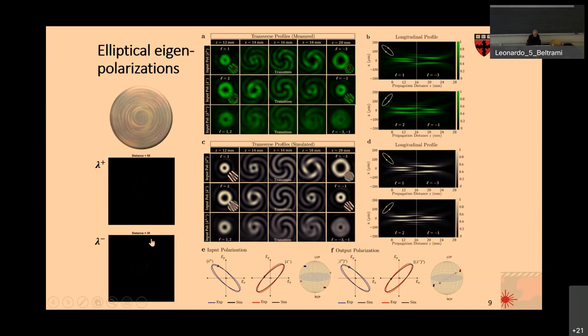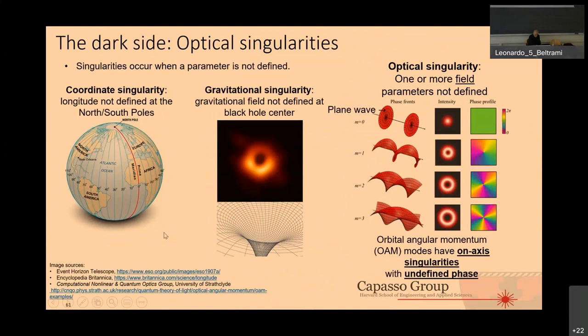the most recent work is this on polarization singularity here. The champion in my group is another brilliant graduate student, Daniel Lim. Okay, and you know, singularities are actually anytime you have a parameter that is not defined, like the longitude at the actual North Pole or the South Pole, you have a coordinate singularity. Of course, gravitational field, black holes. You have an optical singularity along the vortex, the intensity is zero, the phase is undetermined.